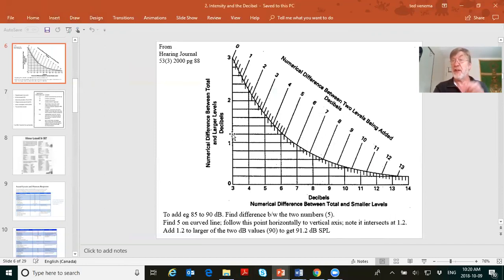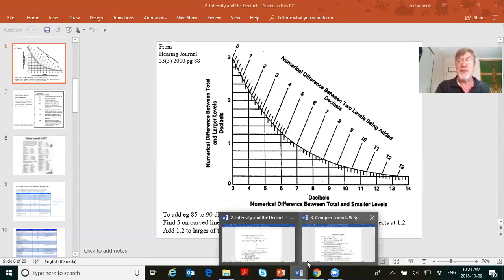Because remember, 85 is getting close to 90. They're no longer 10 or more apart, okay? They're getting close. So you would add, not 0, not 1, but 1.2. So I guess your total would be 91.2 dB SPL. Stuff like that. Don't memorize. I don't have this memorized. Note that if there's no difference between the two, look where my cursor is, you're going to add 3 decibels because now you're doubling it. You're adding two things together.